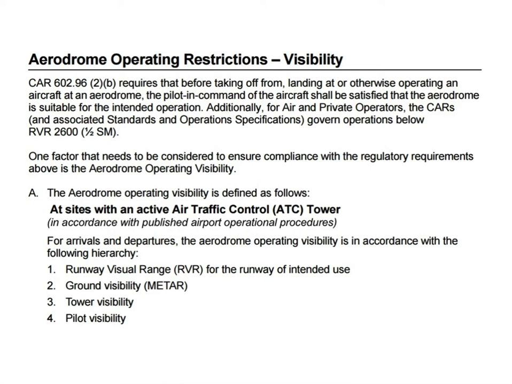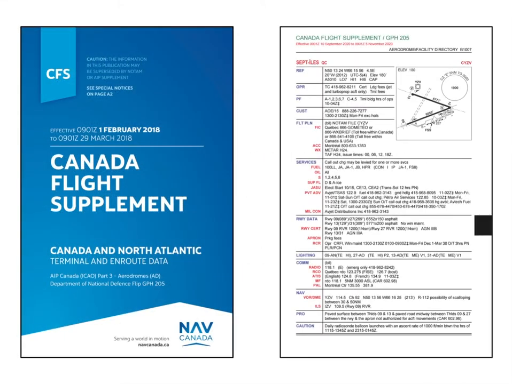It is called the aerodrome operating visibility, but in practice it is the runway used that determines its value, not the aerodrome. That's the way it is. Let's see how the operating visibility is determined. This is the Sept-Îles Airport page from the CFS. Let's reach the runway data section so we can look at runway certification here.